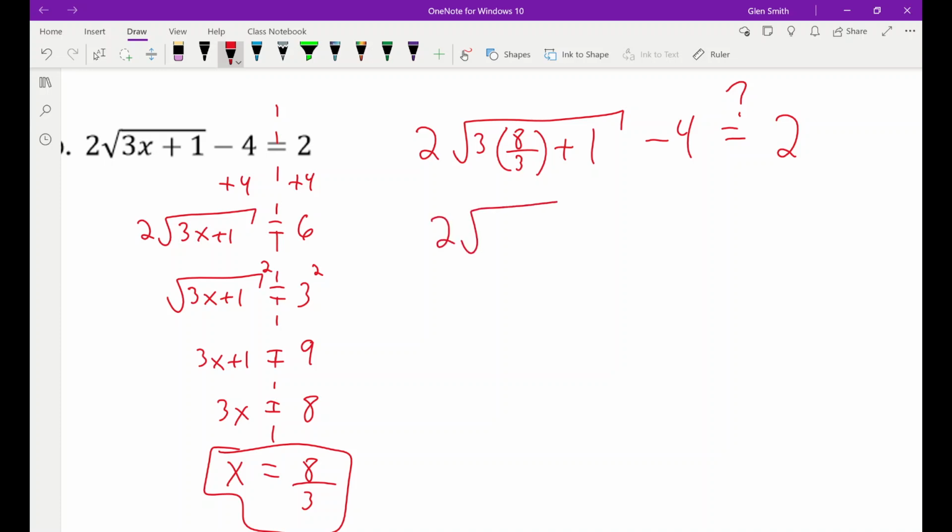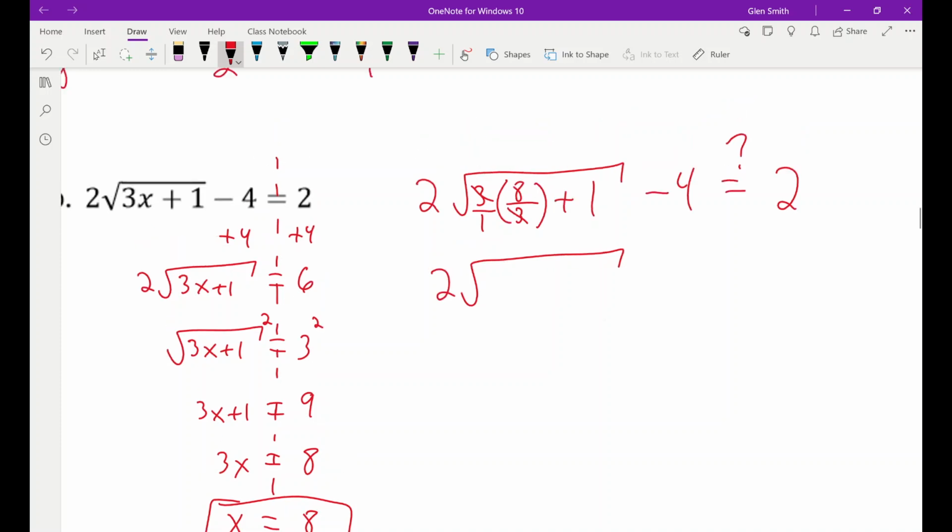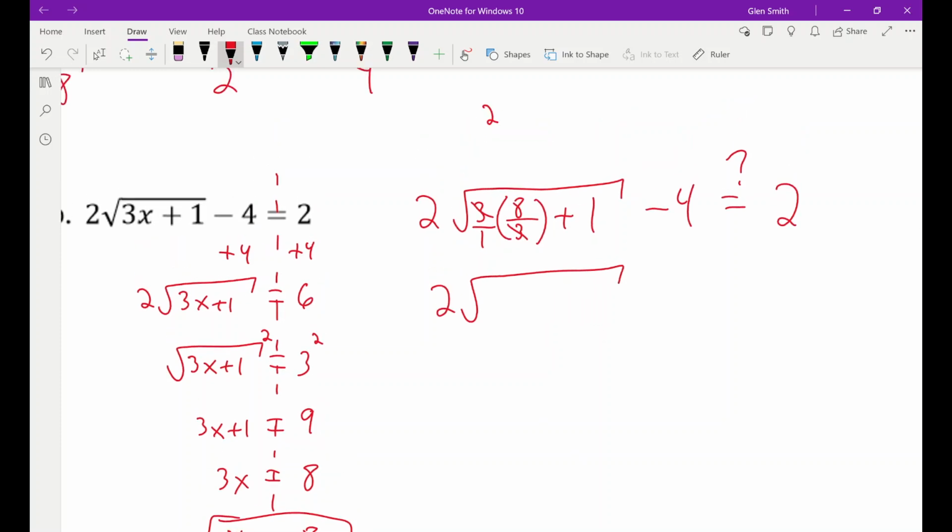So we do 2 times the square root, 3 times 8/3. These 3's cancel. That's how multiplying fractions work, right? If you're multiplying them, anything in the numerator can cancel with the denominator. It's really 3 over 1, okay? You could also, if you multiply it straight across, turn that into 24 over 3. But that's just 8, and that's because the 3's cancel here. So we're just left with that 8 plus 1 minus 4.